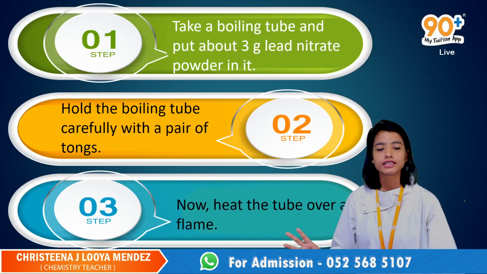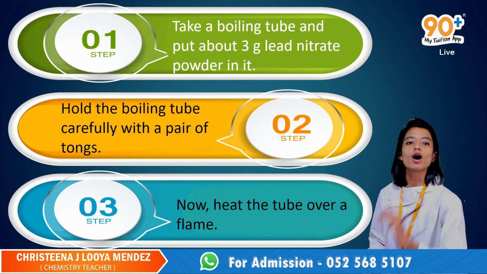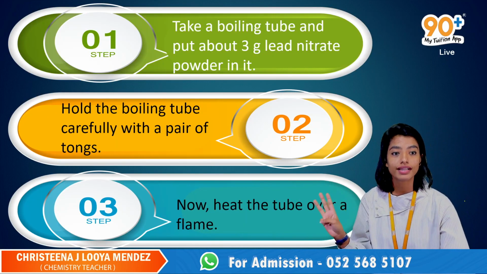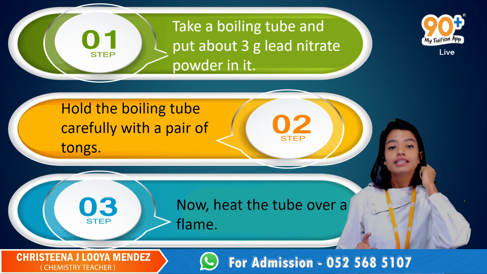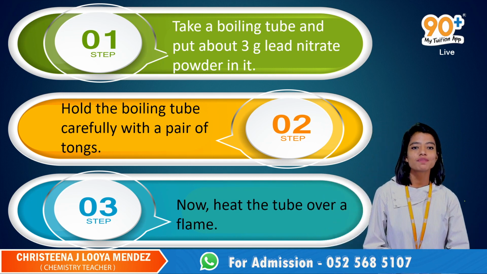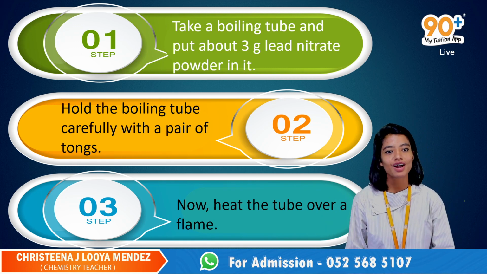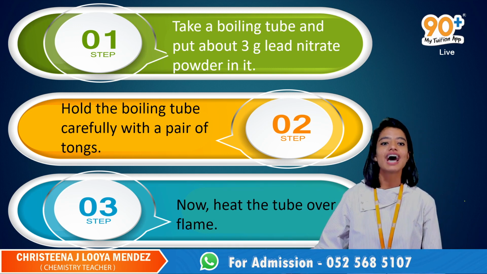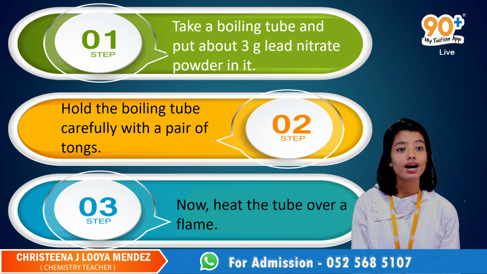We have 3 steps to do that. The first one, take a boiling tube and put about 3 grams of lead nitrate powder in it. That will be your first step. The second step, hold the boiling tube carefully with a pair of tongs because I don't want to burn your hands. So use the tongs always. Now let's heat the tube over a flame.